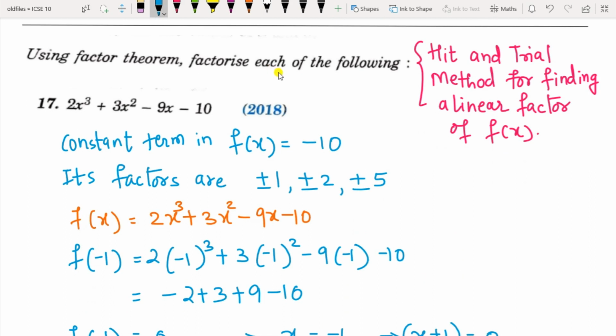Using factor theorem, factorize each of the following. Now this is hit and trial method to find a linear factor of the given polynomial fx. This was asked in 2018 here. Now if a polynomial is given here, you have to see the constant term in the polynomial. It is 10 in this case, constant term of fx is minus 10. So you have to write all the factors of this constant term. So this is plus minus 1, plus minus 2, plus minus 5. That is 1, 2 and 5 are the factors of 10.